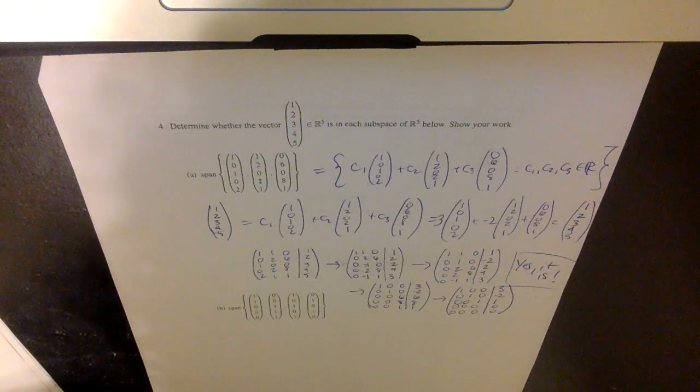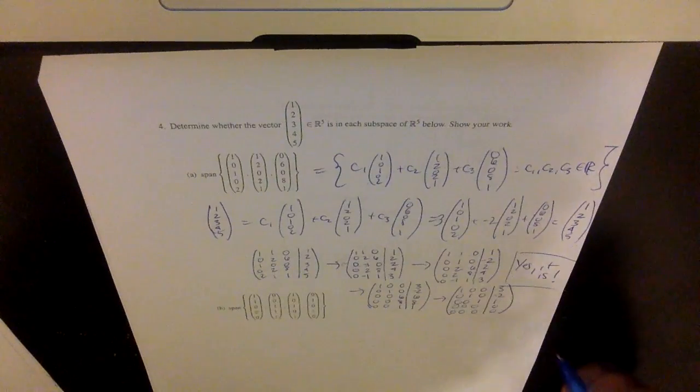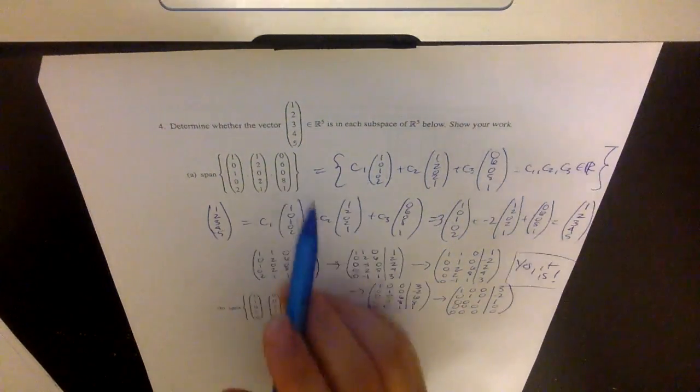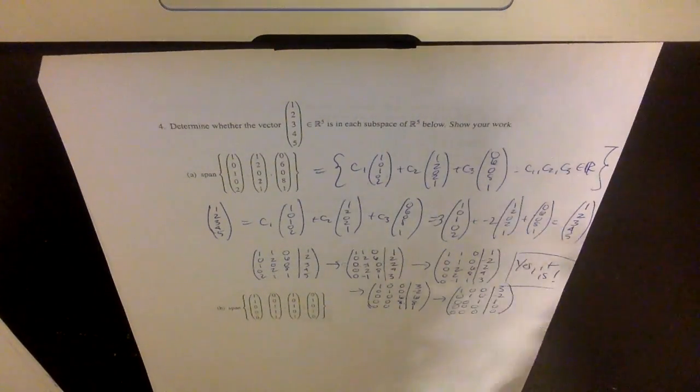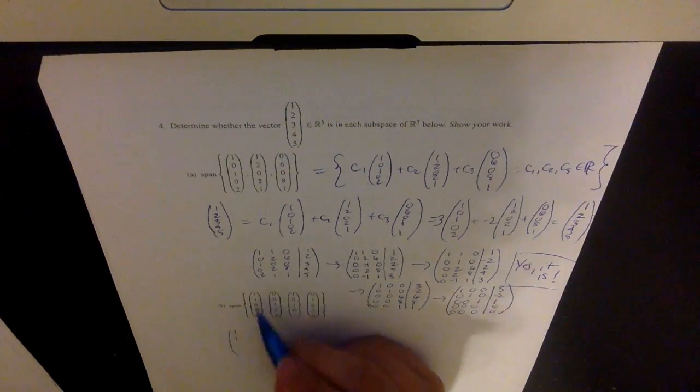Okay, now let's look at this set of vectors and see if 1, 2, 3, 4, 5 is in the span of these 4 vectors. So again, we get the same exact sort of situation. We're going to set up our augmented matrix.